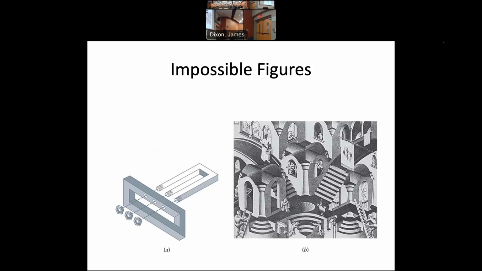But you see the problem, right? So those figures are impossible in the sense that you would never encounter something like that in the real world because your visual system just wouldn't allow it. But you make local sense of it without being able to make global sense of it, which is interesting for people who do perception.